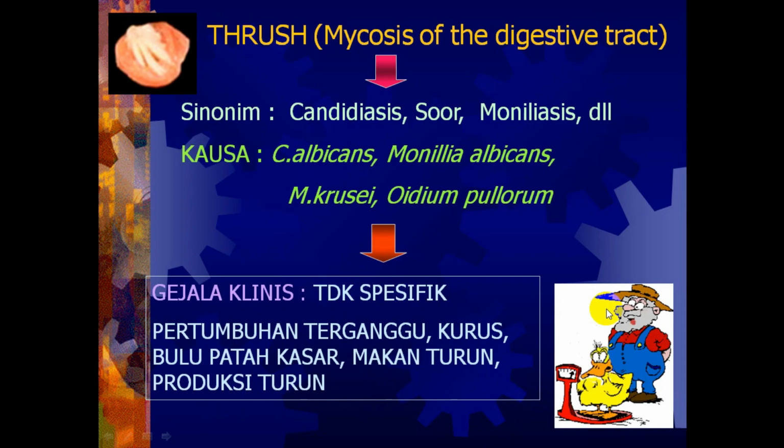Okay, next is the case of thrush or mycosis in the digestive tracts. The causes are also multi-causes, but usually it is caused by Candida species, in particular Candida albicans. The synonym of Candida albicans is Monilia albicans or Monilia cruzi or Candida cruzi. It's just the same.